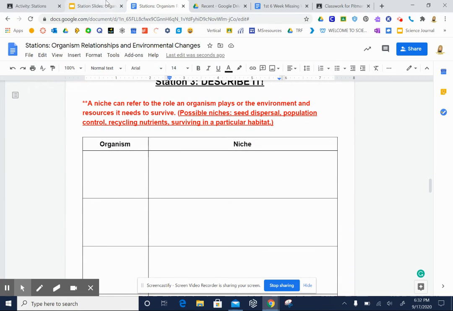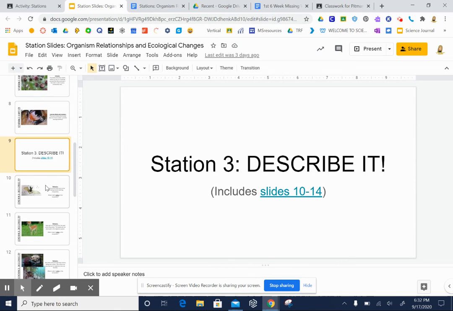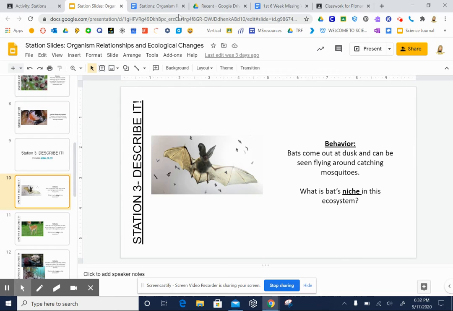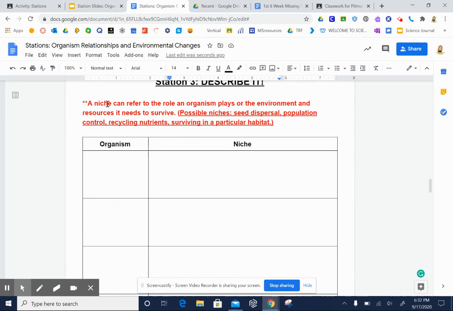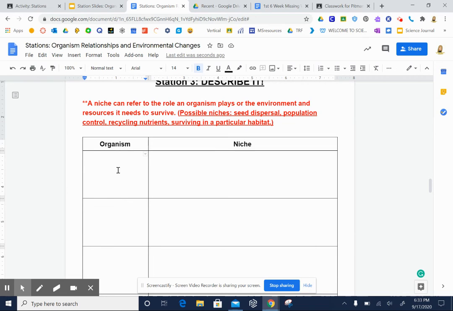Station 3. I'll do the first one with you here too. So for station 3, it's called describe it. So I'm going to use these stations. So station 3, the instructions say, a niche can refer to the role an organism plays or the environment and resources it needs to survive. So your possible niches are seed dispersal, population control, recycling nutrients, or surviving in a particular habitat. So here, my organism is a bat, and he's flying around and eating mosquitoes. So for organism, I'm going to say bat and mosquitoes.